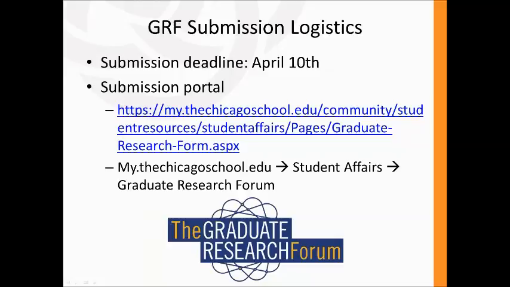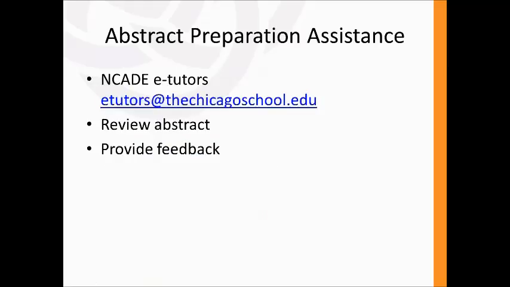So that way you account for the fact that it's a work in progress. Like I mentioned, the stage of completion of the study can be anything, especially for the GRF. Okay, and the last thing is that there is assistance available to you through NCAID. You can email the eTutors, and they will review your abstract and provide feedback. Again, looking at things in terms of having included all of the pertinent information, any ambiguities that you may have not noted, and also any kinds of grammatical issues. So that can certainly be a useful piece of information.